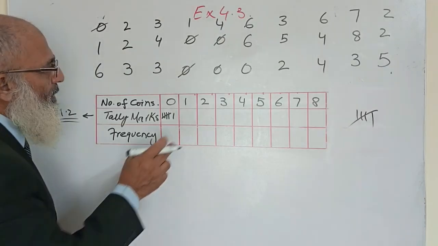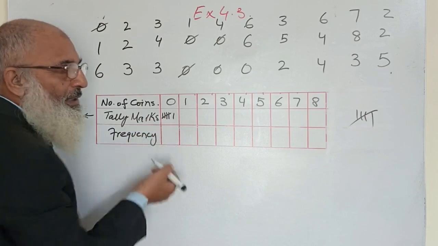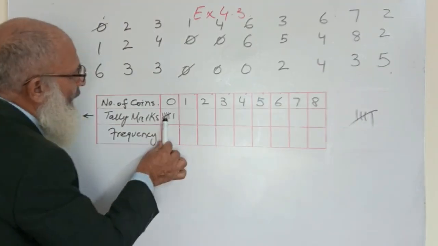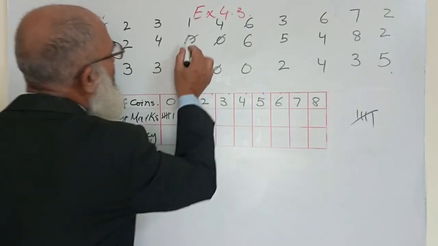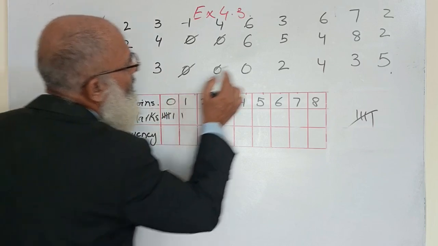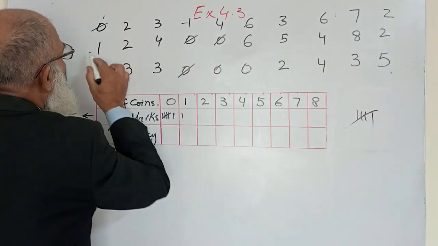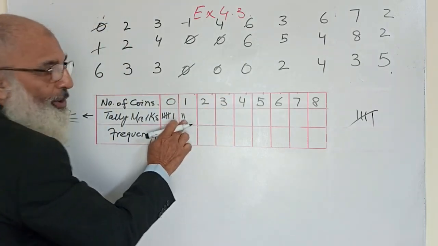Since it is not more than 1 now, it will be written singly. Now it is very easy to count it: 5, 1, 6. Now for 1, just tally mark 1, tally mark 2, or there are only 2.